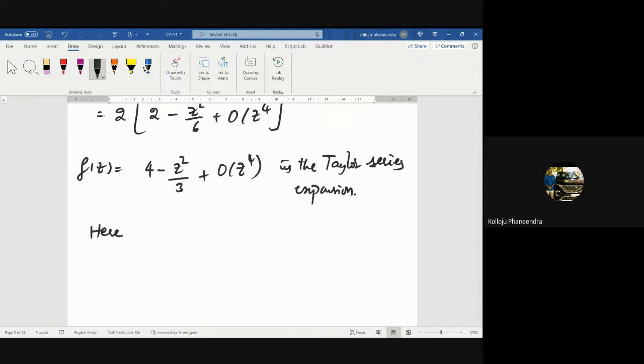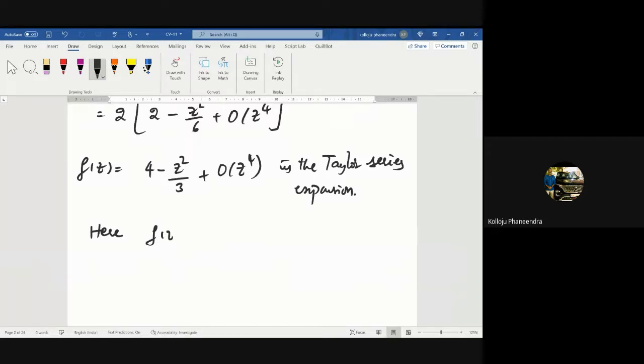Here, I'm not applying any formula because I don't know what the nth term is. To find the radius of convergence, I must know the nth term. Then what is the L formula? Limit n tends to infinity, modulus of a(n+1) by a(n). Then the R value is 1 by L. That decides the radius of convergence, R.